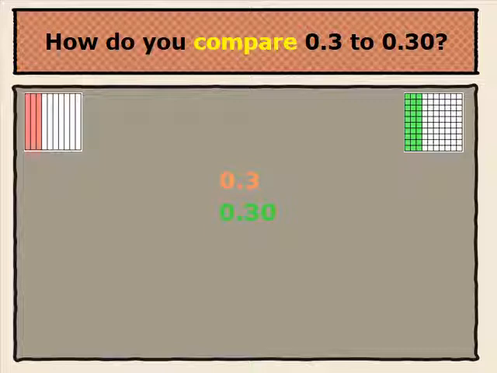Because we have 2 3's in the tenths place, we then look at the hundredths place. Since they are both zeros, we can compare the two numbers as follows. 3/10 is equal to 30/100.